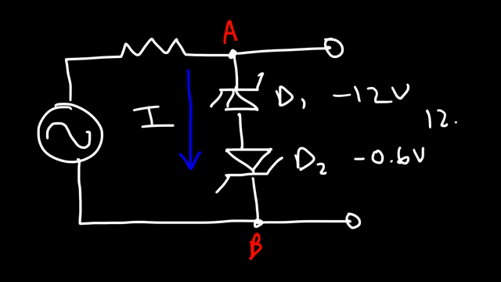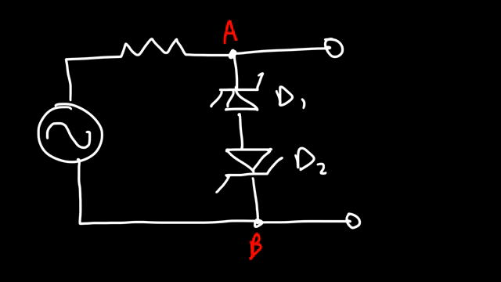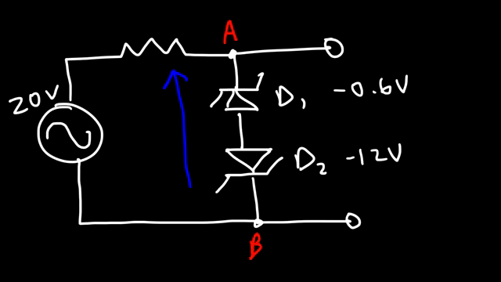Now, let's say the current travels in the other direction. By the way, let's say this voltage is greater than 12.6. Let's say it's 20 volts. Now, if the current is flowing in this direction, D2 will have a voltage drop of negative 12 because it's now in reverse mode. D1 is in forward mode, and so the voltage drop will be the same.